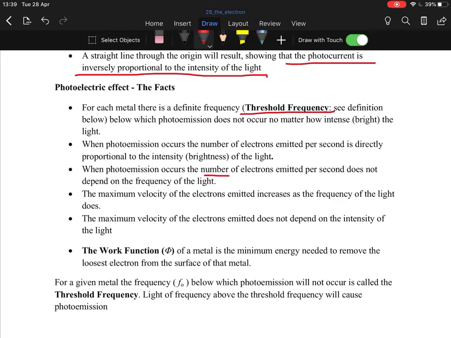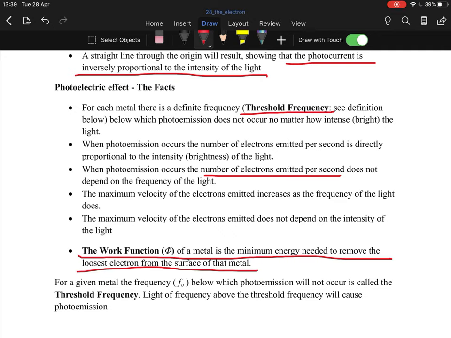Okay? Photon emission occurs, the number of electrons emitted per second is directly proportional to the intensity. Photon emission occurs, the number of electrons emitted per second does not depend on the frequency. So the number that get emitted has nothing to do with the frequency, it's to do with the intensity. Okay? So once you get above the threshold frequency, they start jumping. But it doesn't mean if you keep increasing the frequency, they'll increase electrons per second. Okay? The maximum velocity of electrons emitted increases with the light frequency.